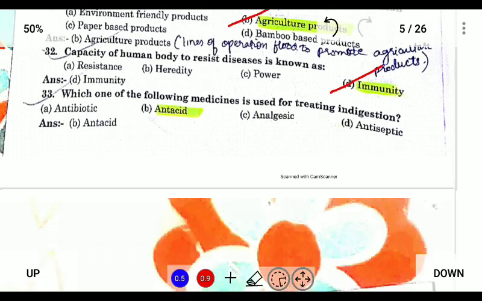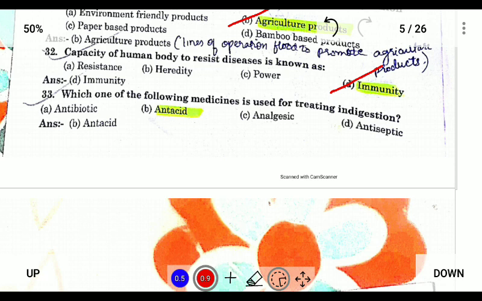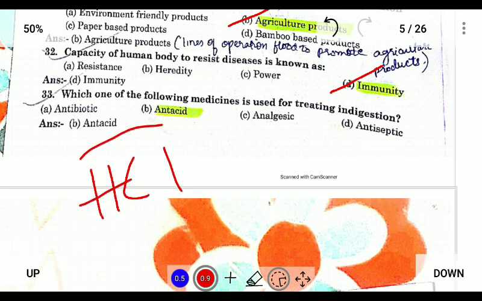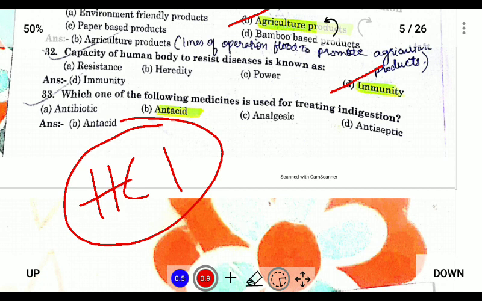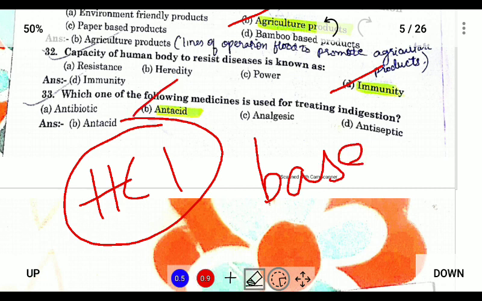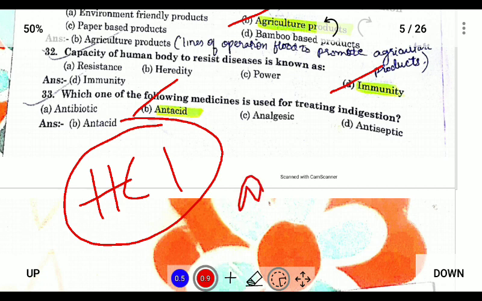Next, which of the following medicines is used for treatment of indigestion? Indigestion means the accumulation of hydrochloric acid in the body, and this hydrochloric acid can be neutralized by introducing a base, and this base is also known as an anti-acid or antacid. In simple terms, it is an antacid.